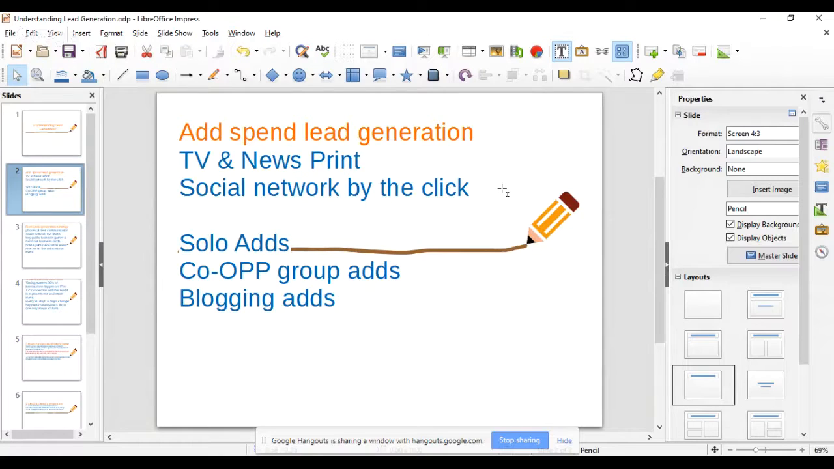There's business owners who spend money on advertising in several different areas to generate leads. We call this ad spend lead generation. You're probably familiar with TV and newsprint, social network by the click, Facebook ads, YouTube ads, right? That are paid for. There's also what they call solo click ads, which is a proven email list of interest that somebody has spent a lot of time to develop.